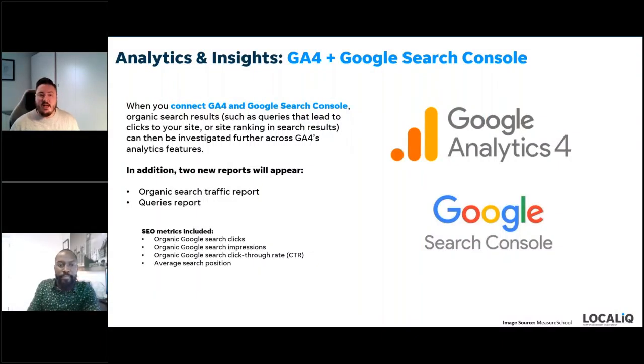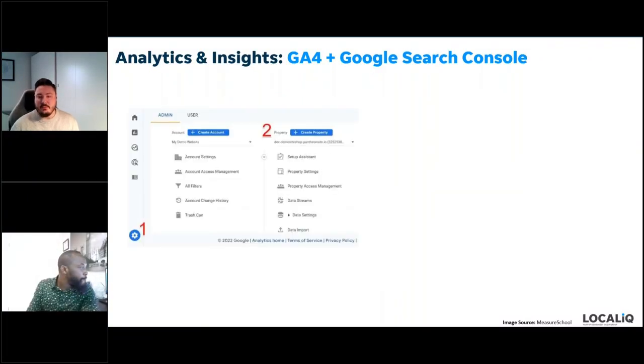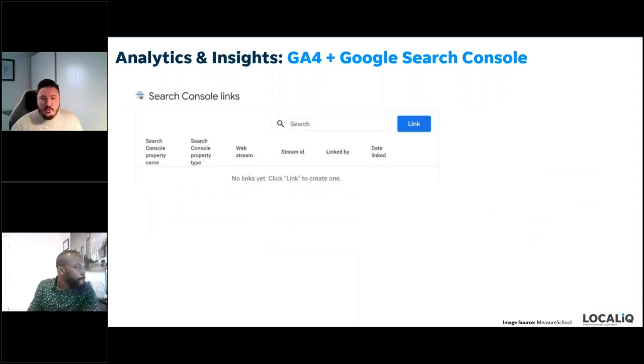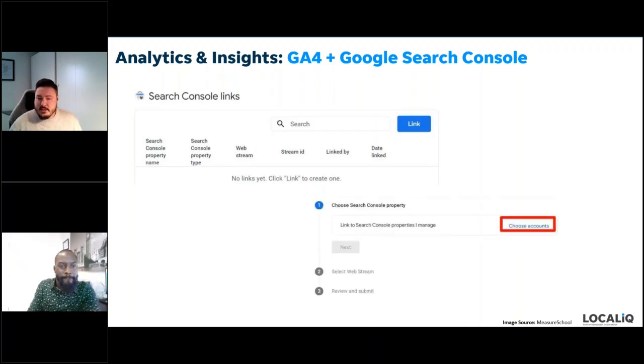Back to the setup. So the first thing to do to link these two up, from Google Analytics, is to look at the panel on the left hand side and go to admin and then property, and then underneath property you're going to scroll down a little bit and you're going to find the product link section. So you're going to click search console links, and then once you're in here you are going to click on the link and you're going to click on choose accounts. I think that's going to come up any second now. There we go.